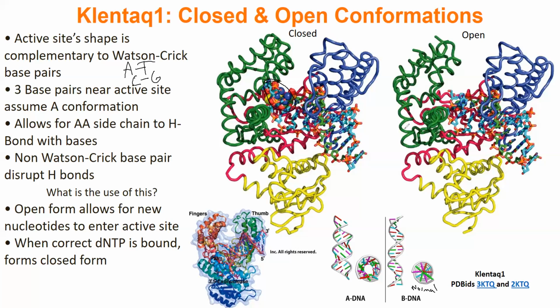It has 2 different forms, and they're called the open and closed forms. You can kind of see that with the distance between the finger and the thumb. Remember, the blue is the thumb. If you're looking at your hand right now and it's cupped, the blue part's the thumb, the green part is called the fingers.